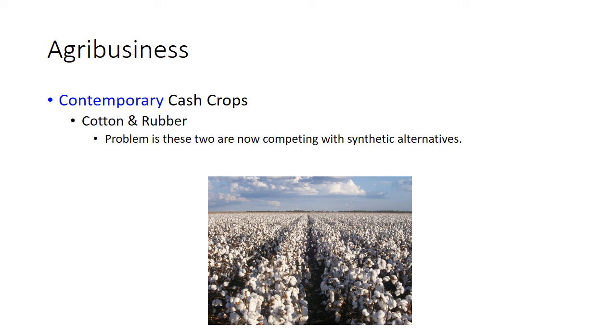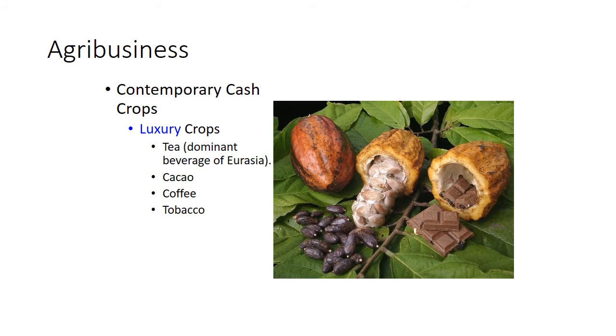We also have contemporary cash crops. Cotton and rubber are probably two of the biggest ones, but again, these crops are also facing synthetic alternatives. Okay, generally made from oils or plastics. We get other things that will actually substitute for cotton and rubber. Now, keep in mind we have luxury crops. The largest and probably the most important in the world, of course, is tea, which is the dominant beverage of Eurasia. You have cacao, which you can see here is made from chocolate.